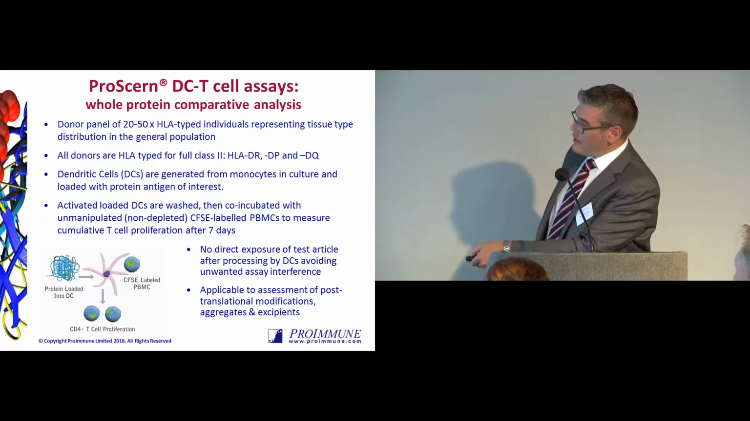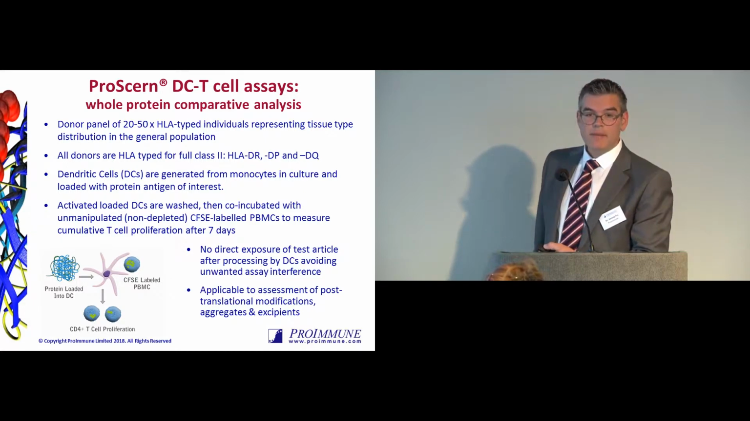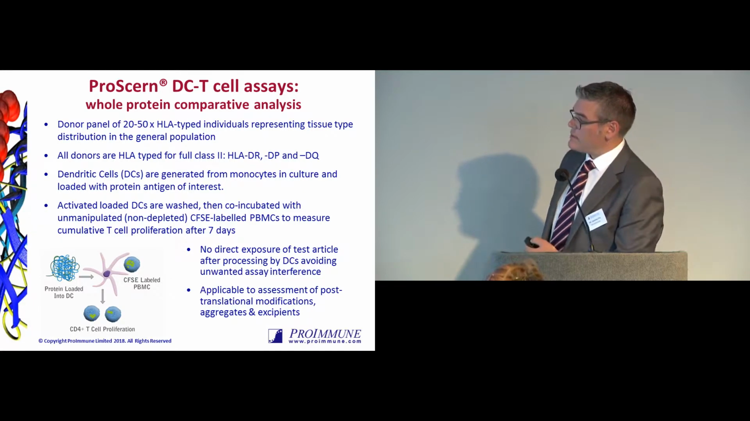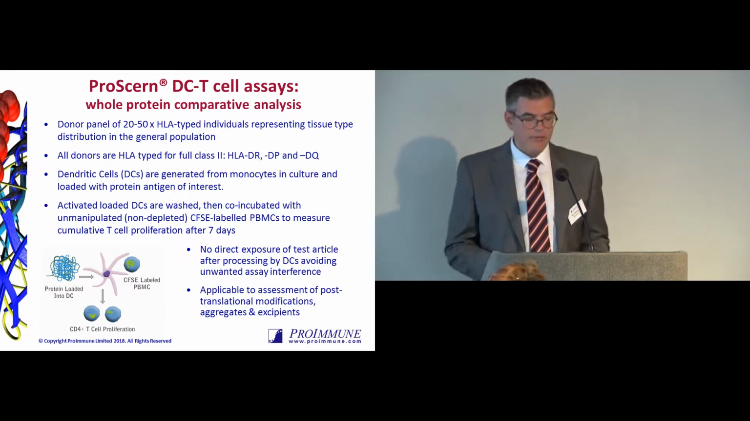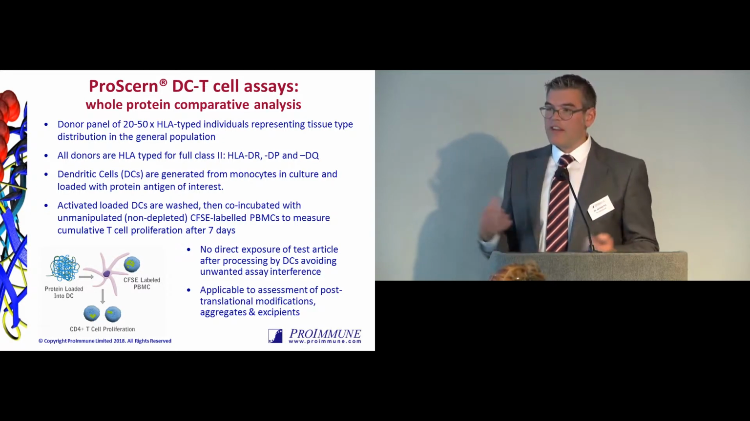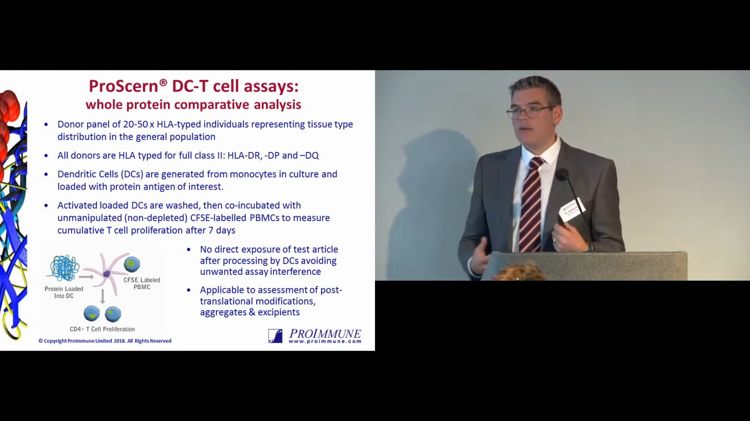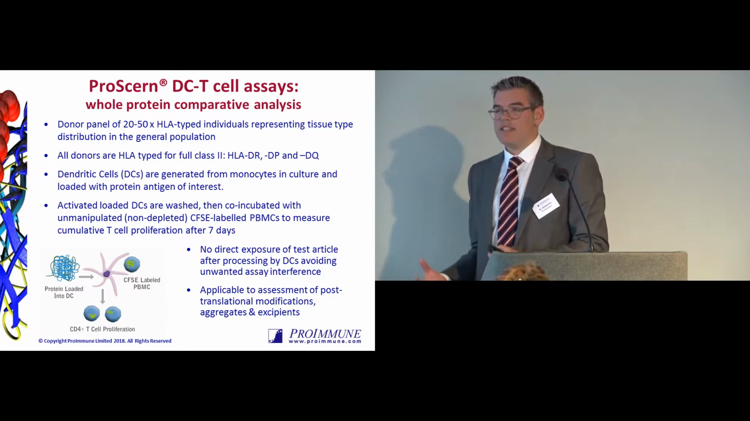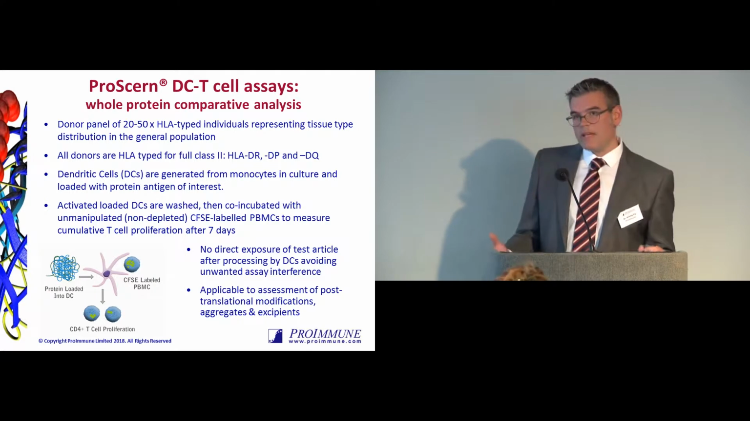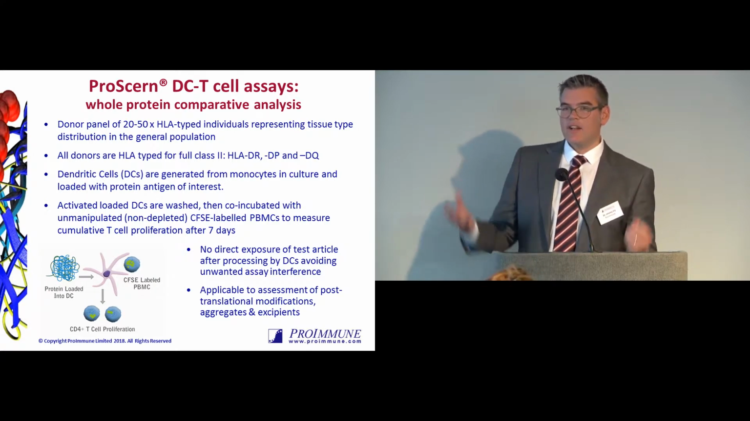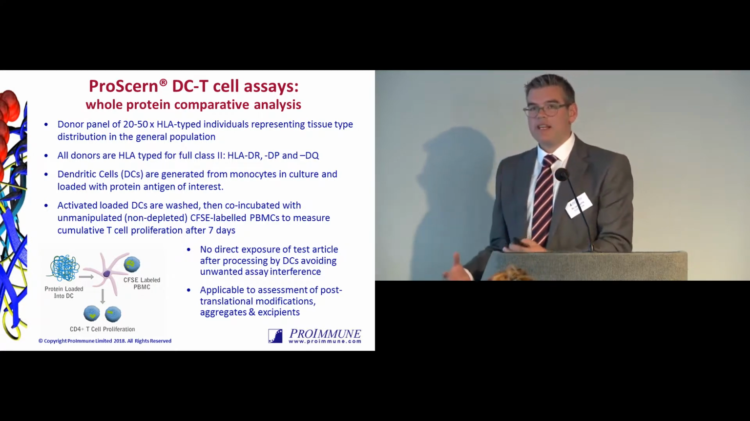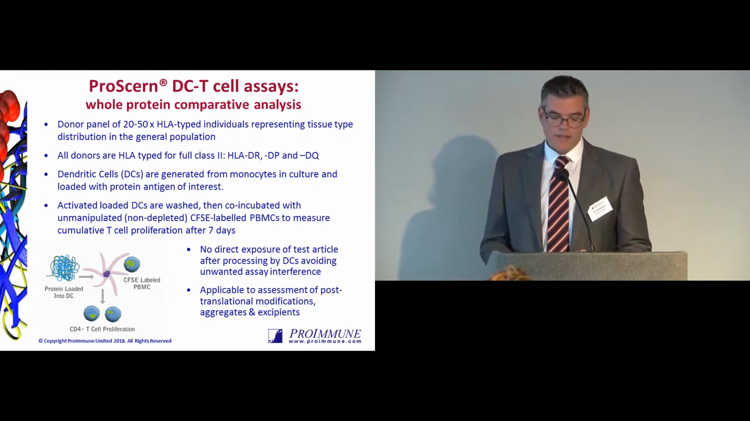And then the dendritic cells are matured, and then they're co-cultured with autologous PBMCs, so PBMCs from the same donors, which are then labeled with CFSE. And then we measure the proliferation by flow cytometry. And it's great, this assay, because you are taking into account this natural antigen processing and presentation. So although we're not determining what those peptides are that are presented, your whole protein is being processed in a natural way by cells from these healthy donors.